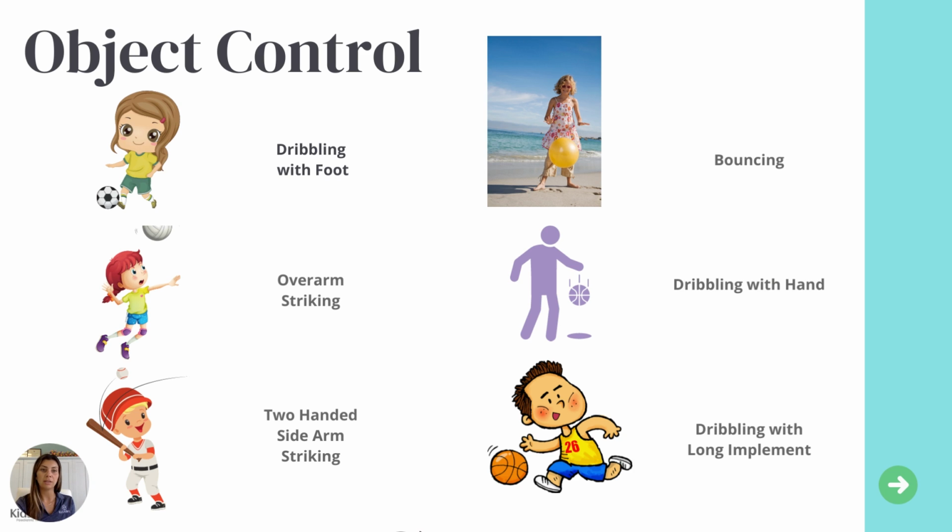So if we see that a child is really struggling with making contact between a baseball bat and a ball, we might want to take a couple steps back, work on those skills, and then progress up into working on that specific skill.